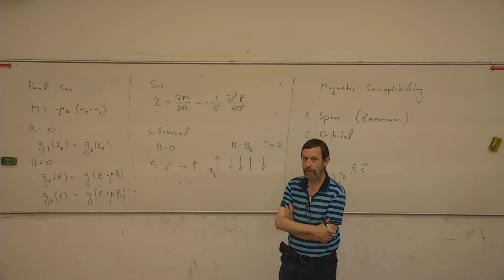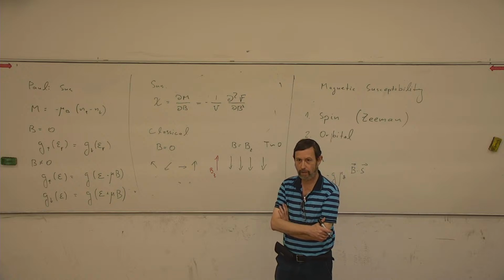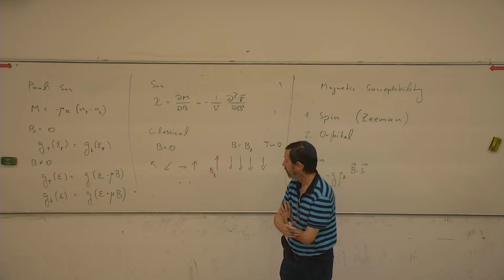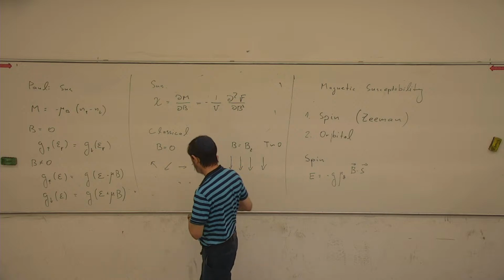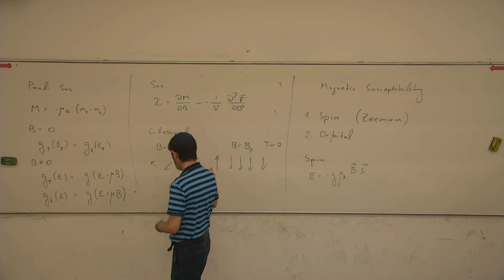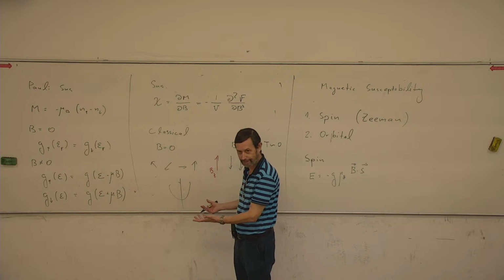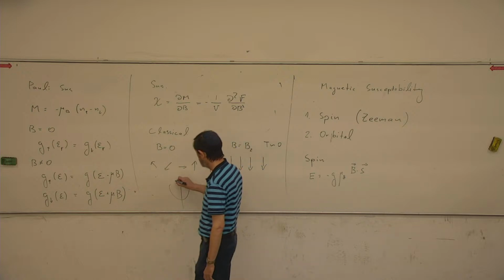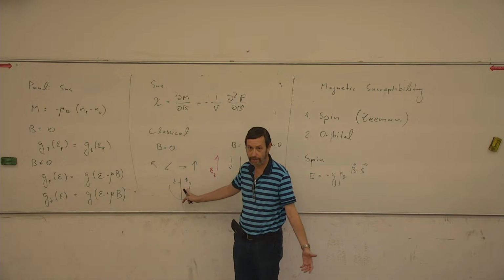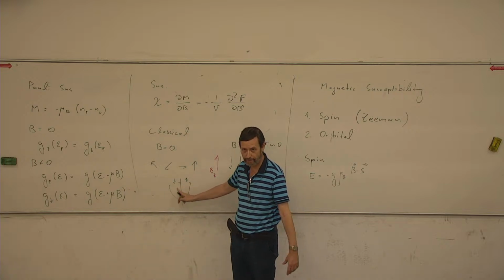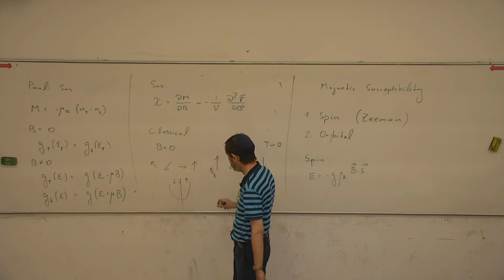Why is this direction of plus minus? Because the lowest level is filling up, the down level is filling up. Sorry for erasing the previous system, but let's draw the states. Let's assume that this represents the density of states of the up, this of the down. I put a magnetic field.